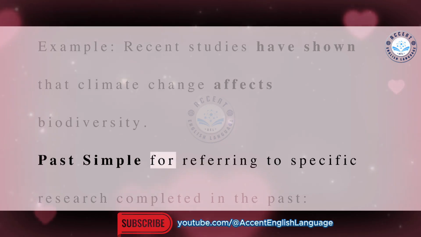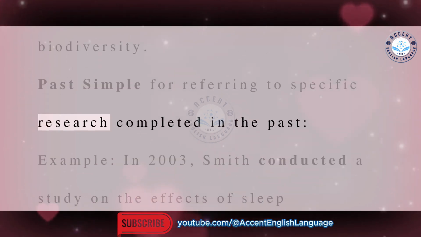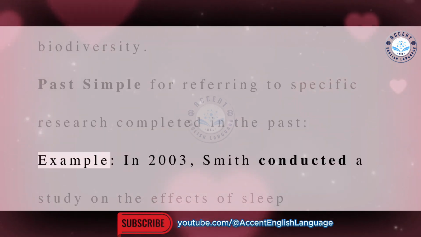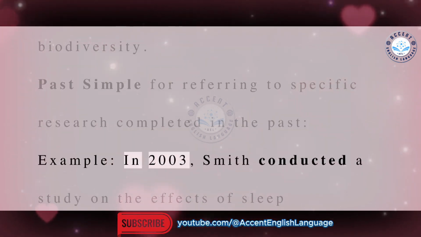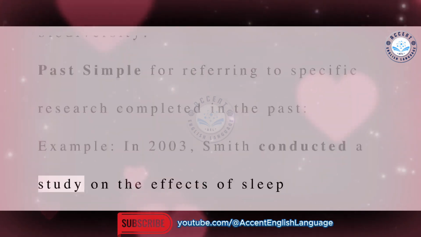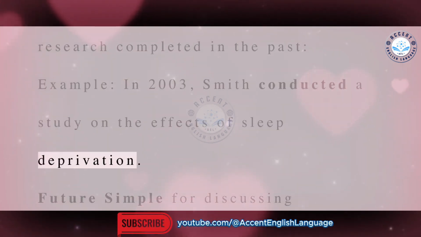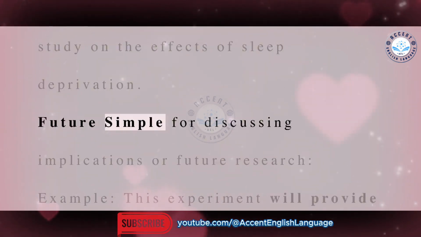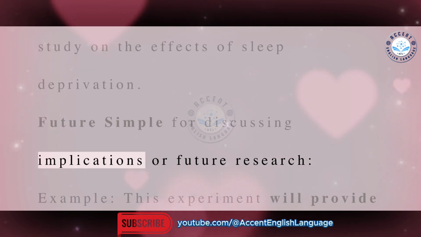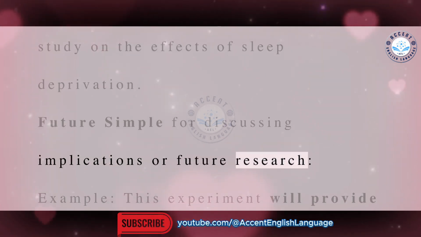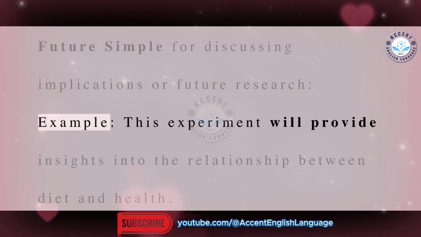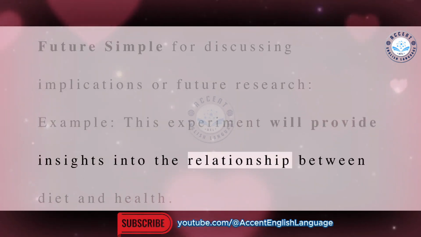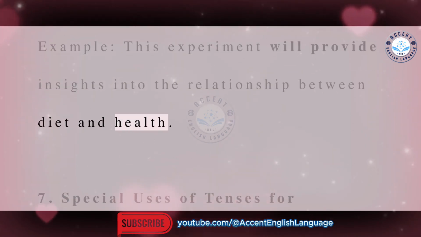Past simple for referring to specific research completed in the past. Example: in 2003, Smith conducted a study on the effects of sleep deprivation. Future simple for discussing implications or future research. Example: this experiment will provide insights into the relationship between diet and health.